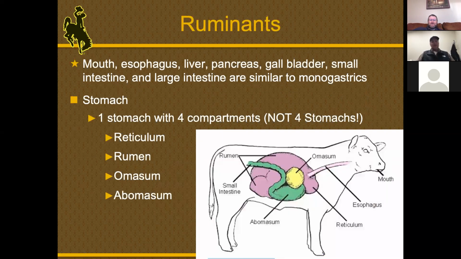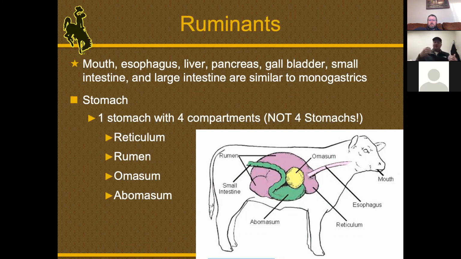I tend to get ahead of myself on these slides, but so here's probably a better picture of all 4 compartments, okay? So as food comes down, it actually drops into the reticulum, and I'm going to show you a couple slides in a minute. It's a honeycomb structure. It's kind of a pouch that sits there at the bottom of the esophagus, and that's where the food first enters. And then the reticulum also helps with the regurgitation process.